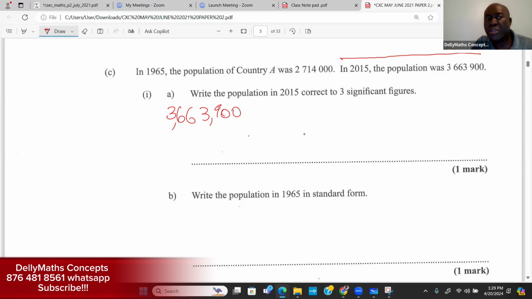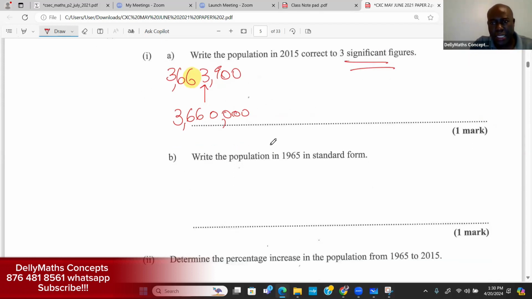So the third significant figure right now is actually this number 6. Then what we're going to do is look at the digit next door. If that digit is less than 5, the spot remains. Therefore, it's going to remain at 3, 6, 6, and then everything else becomes 0. So we're looking at 3,660,000. And that is to 3 significant figures.